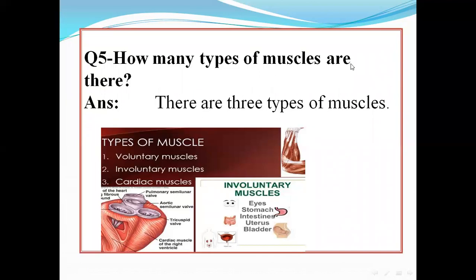How many types of muscles are there? There are three types of muscles: voluntary muscles, involuntary muscles, and cardiac muscles. Involuntary muscles are in the stomach and intestine. So these are the involuntary muscles. And cardiac muscles also, plus voluntary muscles; your skeletal muscles are called voluntary muscles.